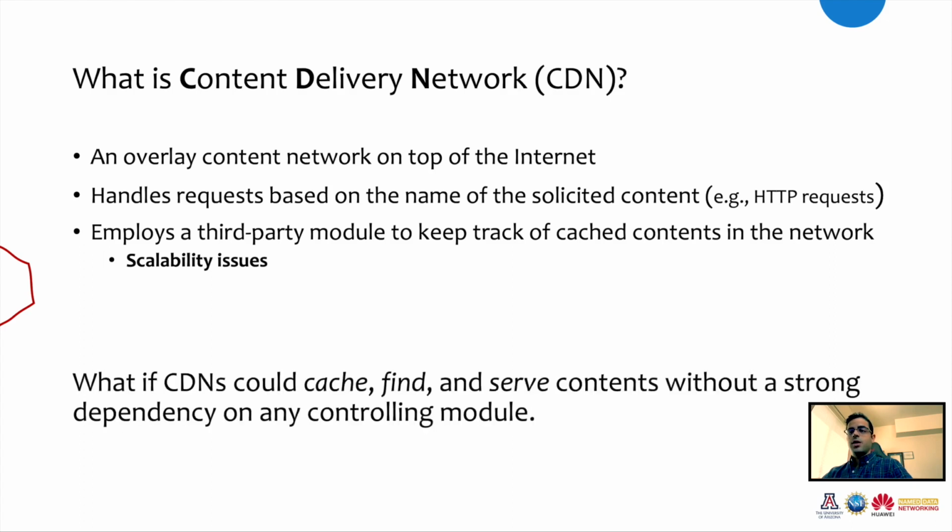So we can ask this question: what if CDNs could find the content without relying on another system component? To put it in a different way, we're thinking about a network that can cache, find, and serve contents at the forwarding plane without a strong dependency on any controlling module. And this network needs to be highly scalable to handle millions of contents. ICN, and NDN in particular, seems to be able to build such a network.